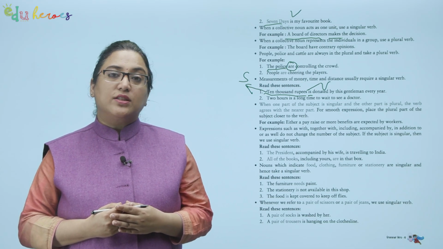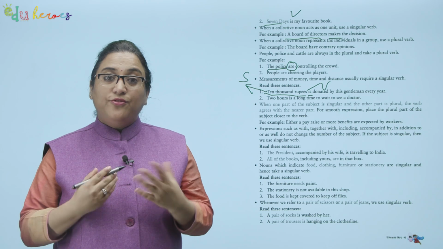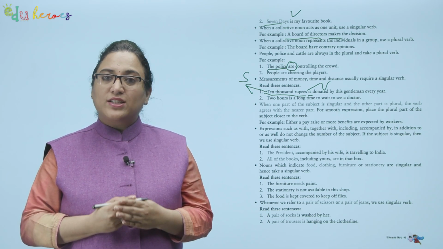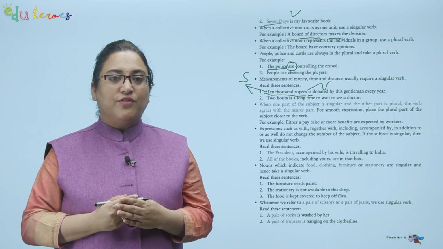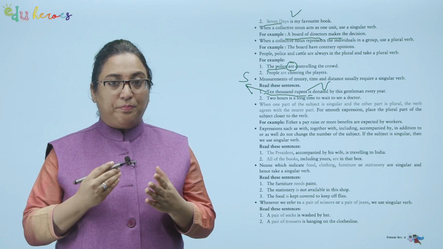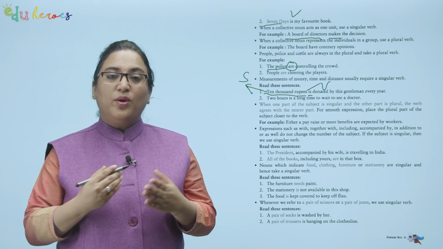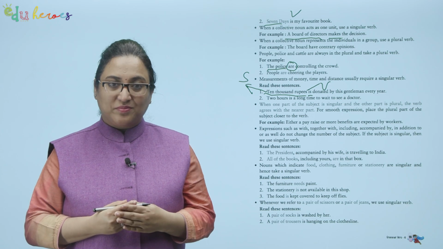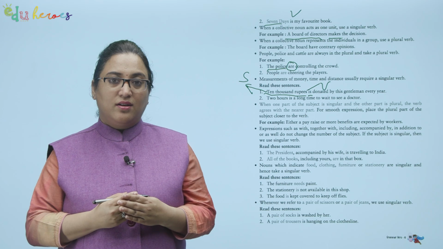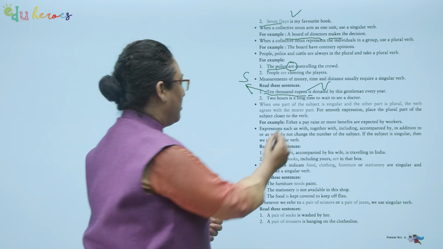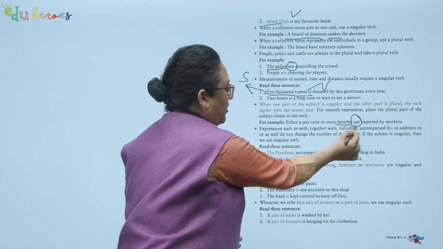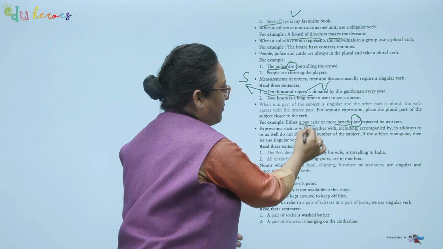When one part of the subject is singular and the other part is plural, the verb agrees with the nearer part. For smooth expression, place the plural part of the subject closer to the verb. For example, either a pay raise or more benefits are expected by workers. So here we are considering the one which is closer, and closer is benefits. Now this is plural, hence we will use plural. We will consider the closest, not this. This is farther.